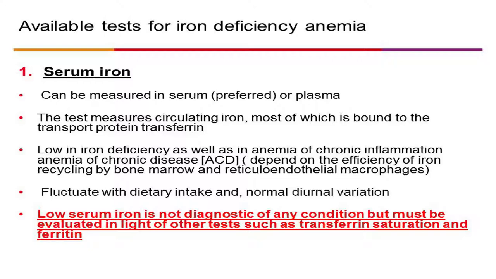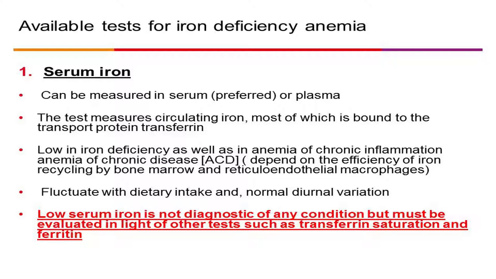So the available tests that are present: serum iron. Serum iron is measured in serum, and preferably in plasma. It usually measures the circulating iron, most of which is bound to a protein, transferrin. And it is low in states of iron deficiency anemia and also in anemia of chronic disease. So you can see serum iron by itself is not a very accurate indicator of iron deficiency anemia.